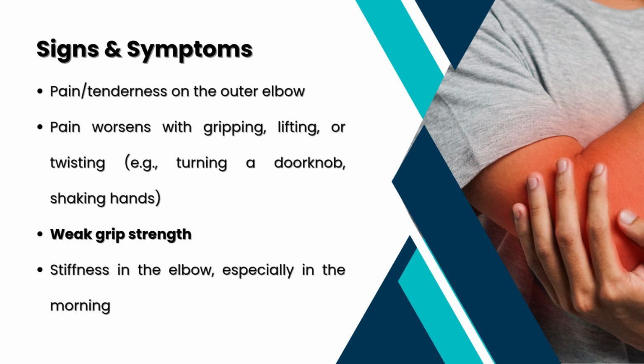These are the signs and symptoms. Pain and tenderness over the lateral, outside aspect of your elbow. Pain worsens with gripping, lifting, and twisting. And as a result, you develop weak grip strength as well as stiffness in the elbow, especially in the morning.